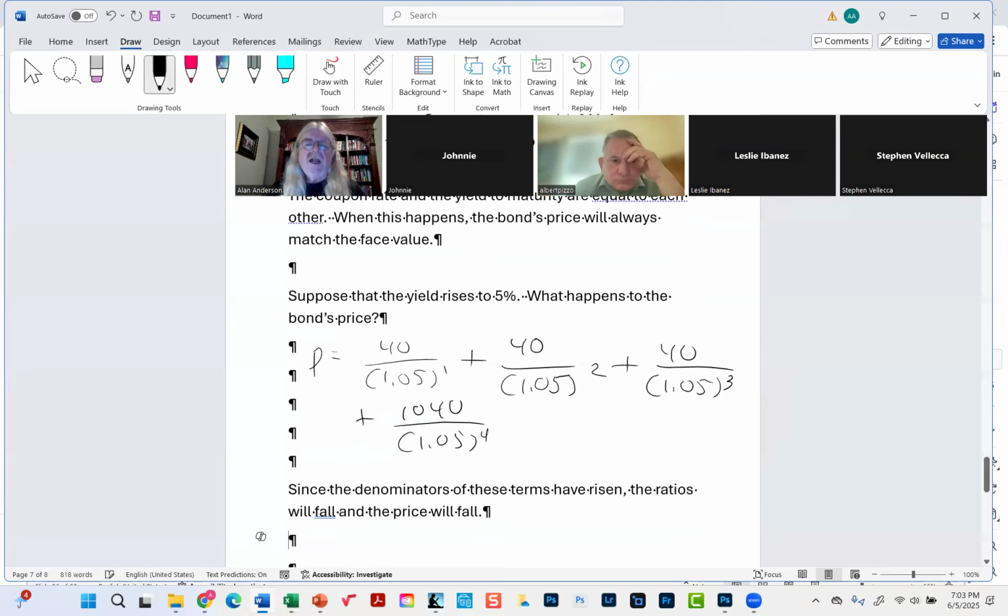Okay. Now, let me just quickly do this for you, and then I'll show you how to do this in Excel. This is what I've been building up to. We're going to get to do this exact same type of calculation in Excel, but I can just quickly type this into my calculator and let you know what the new price is. So it's 4 years at 5% yield. The coupon is 40, the face value is 1,000. That means the price is now 964.54.